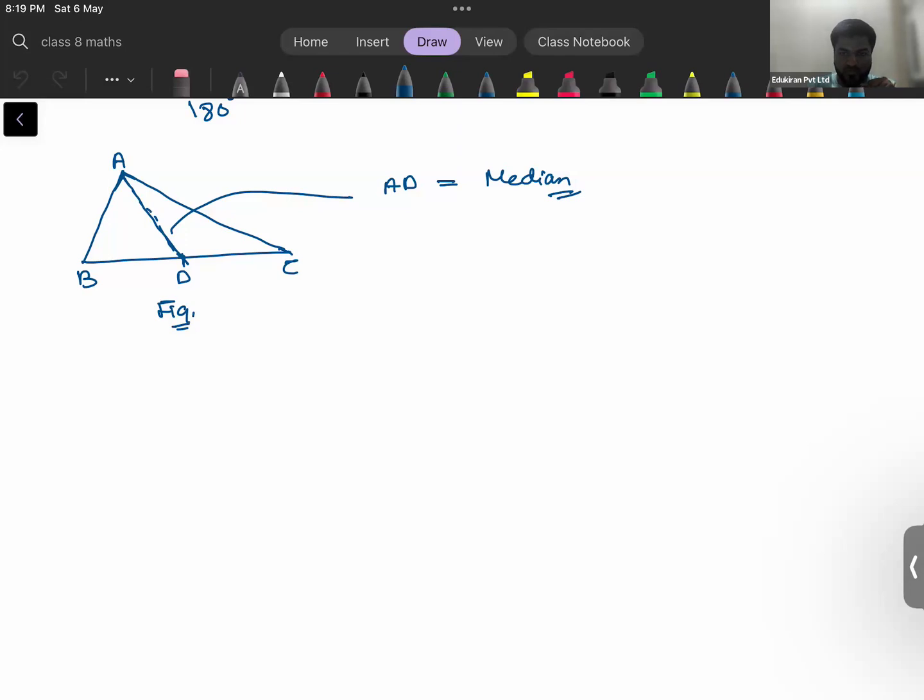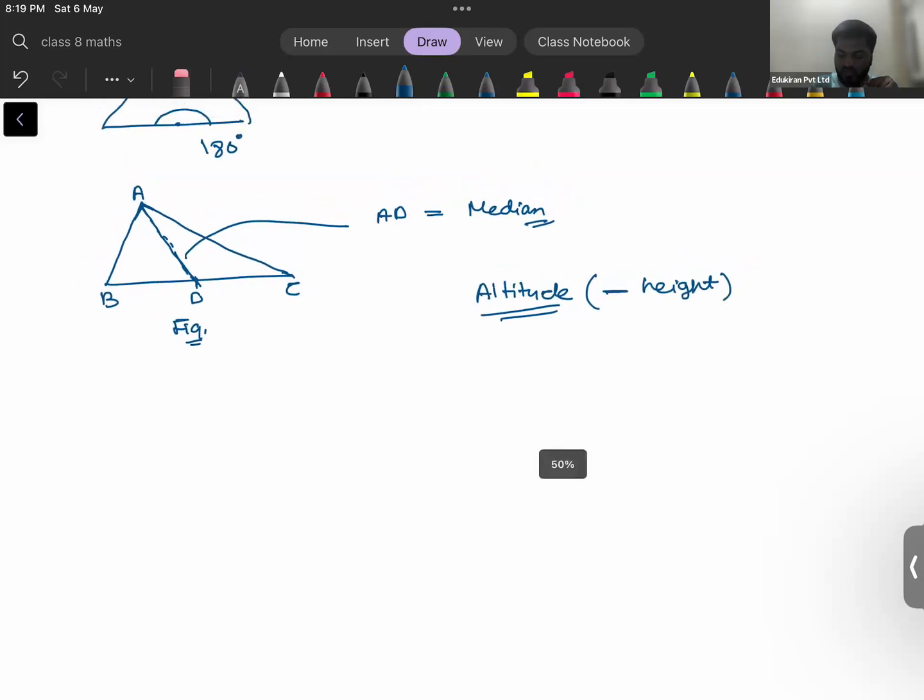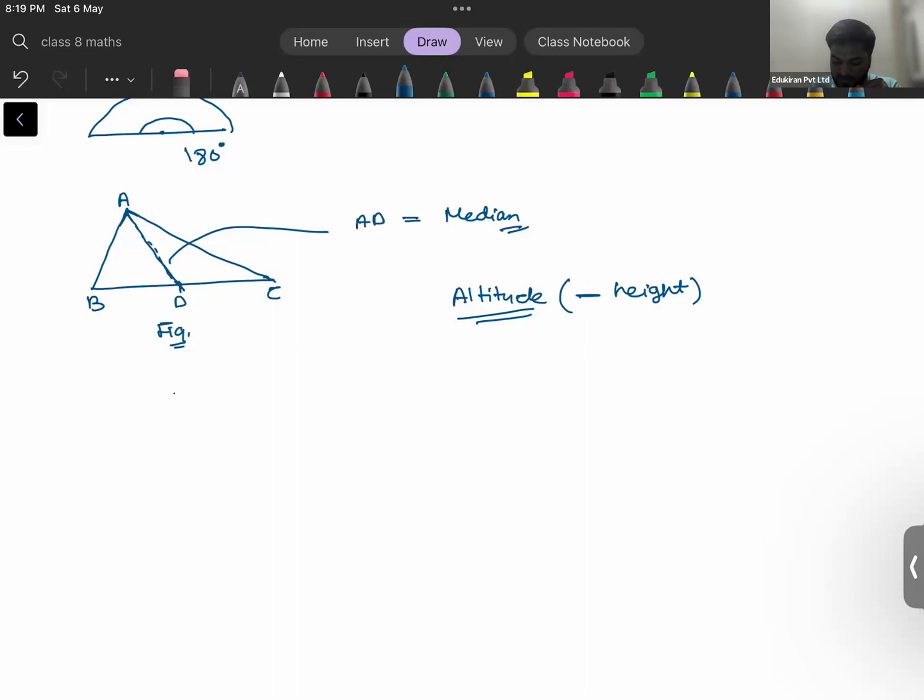Okay, Amit. What about altitude? What is the literal meaning of altitude? Altitude basically means height. So let's see, if I take the same triangle ABC, and if I draw, it's a little bit tilted. Let me draw again. This is my triangle.